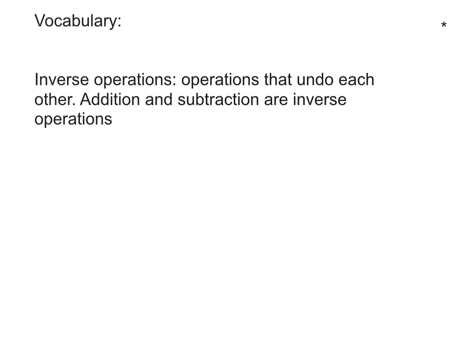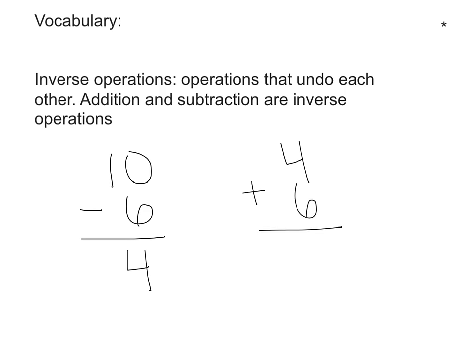Before we get started with our lesson, we need to understand one very important vocabulary word, and that is inverse operations. An inverse operation is an operation that can undo each other. So, addition and subtraction are inverse operations. For example, if we have 10 minus 6, we get 4. To undo that as an inverse operation, I could do 4 plus 6 would equal 10. So addition and subtraction are inverse operations that can undo each other.